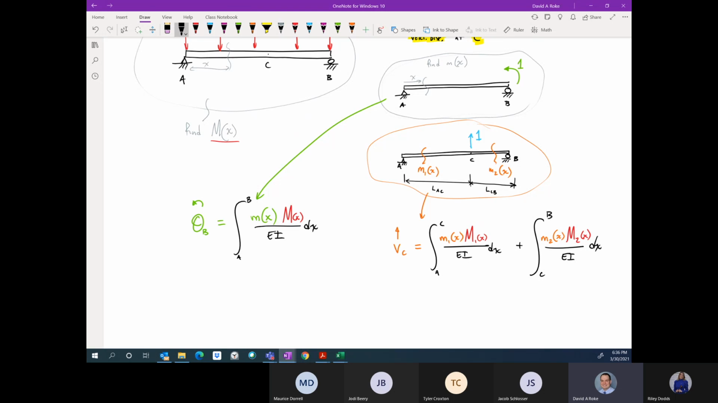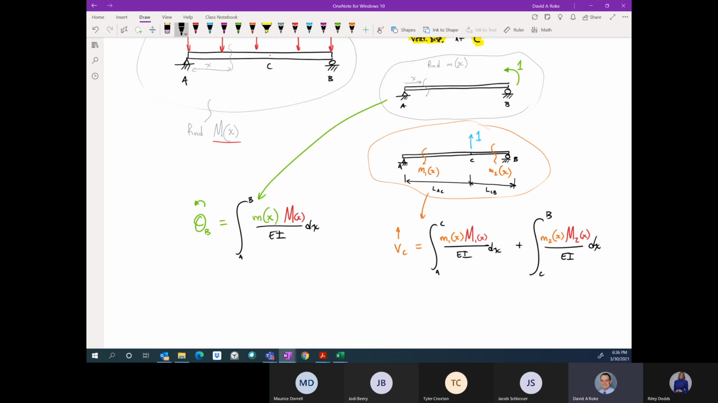It's just a matter of drawing free body diagrams, solving for these internal forces. So only 6 minutes over time. I think I should be celebrated for that.